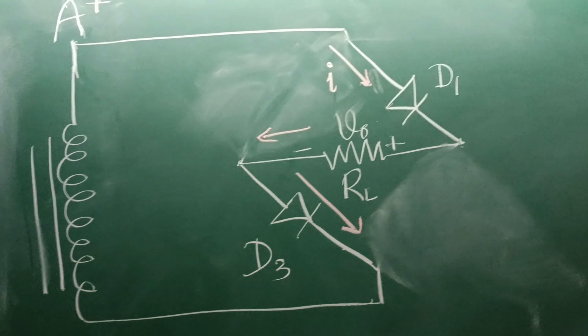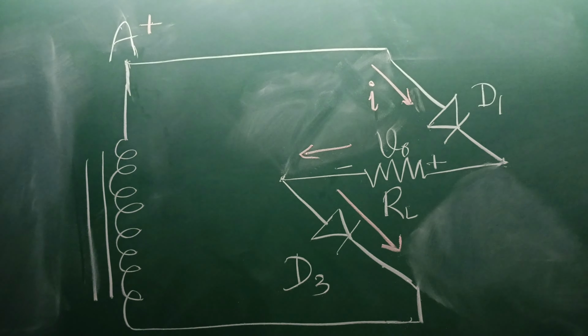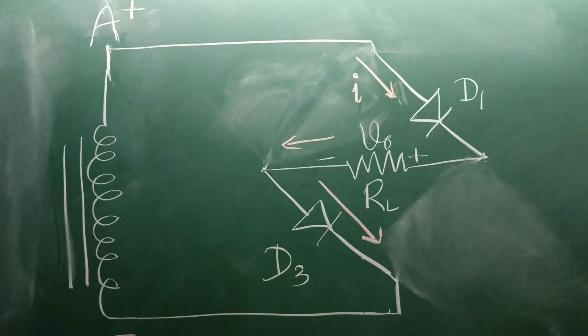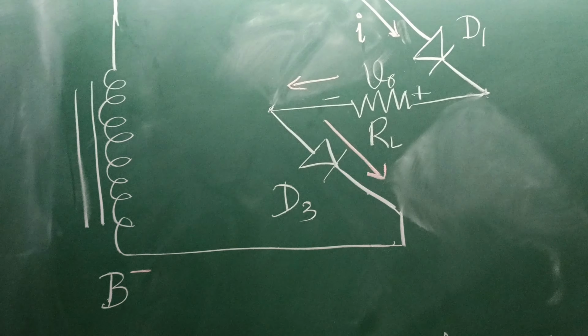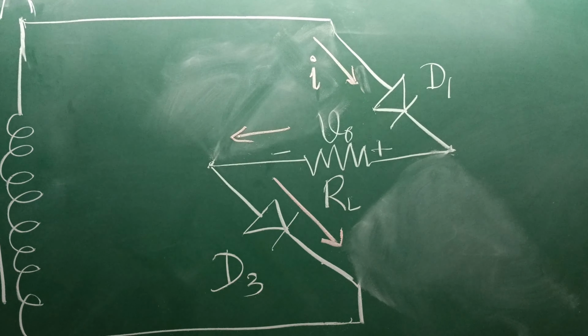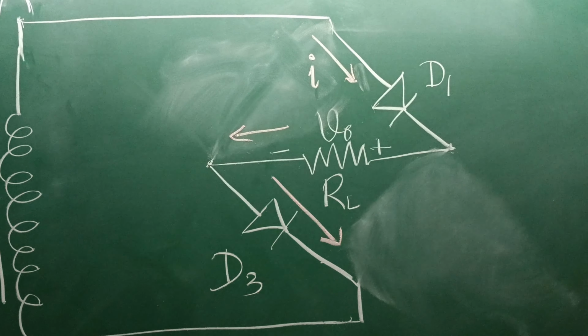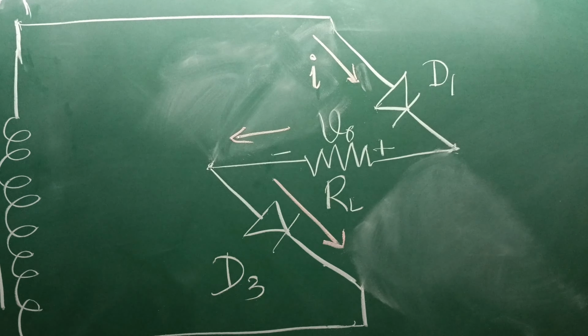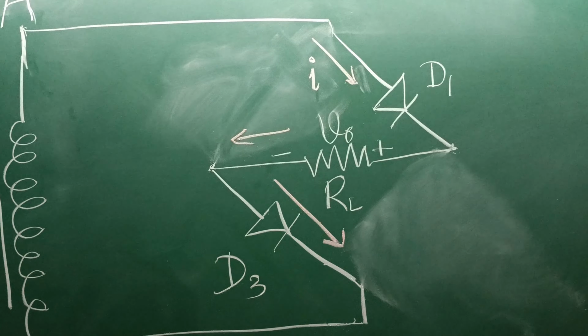There is a flow of current from terminal A via D1 through RL via D3 towards terminal B. The flow of current through RL develops the voltage across the load resistor RL, that is the output voltage.